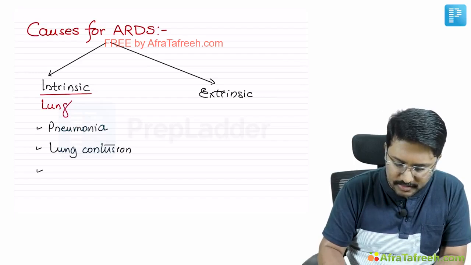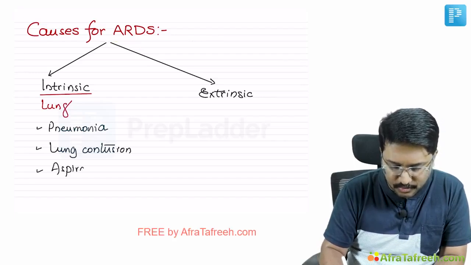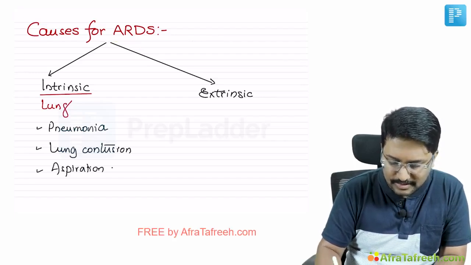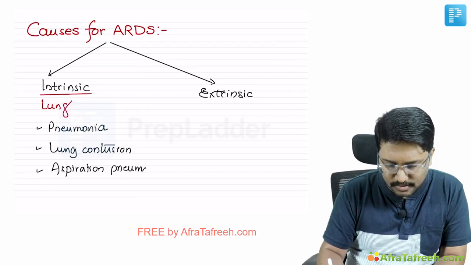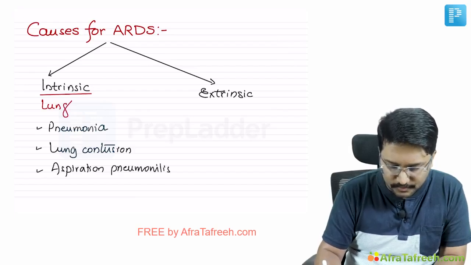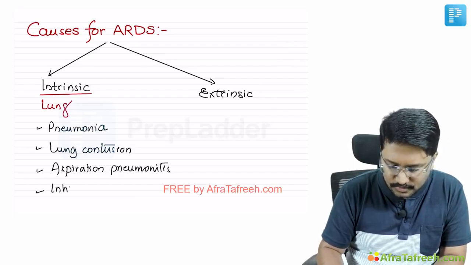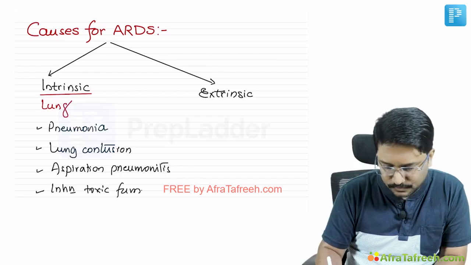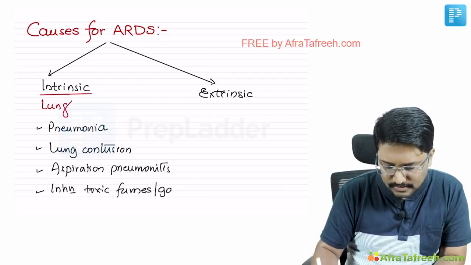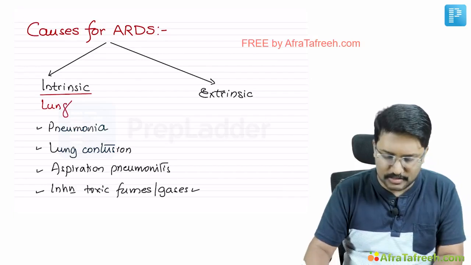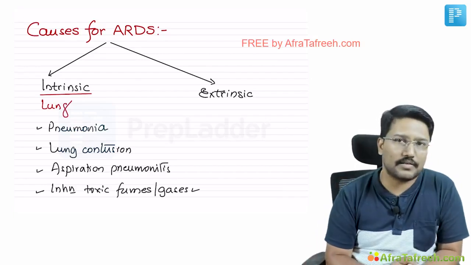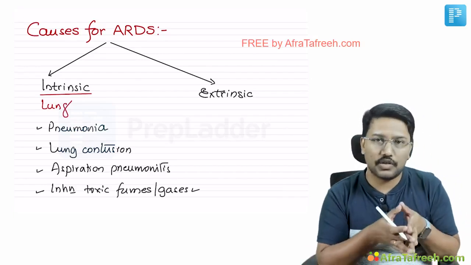Okay. Number three, aspiration pneumonia, particularly aspiration of gastric content. So I can call it aspiration pneumonitis, right? Okay. Number four, inhalation of toxic fumes or gases. These are all important intrinsic causes for ARDS. Okay. Are they the main cause for ARDS?